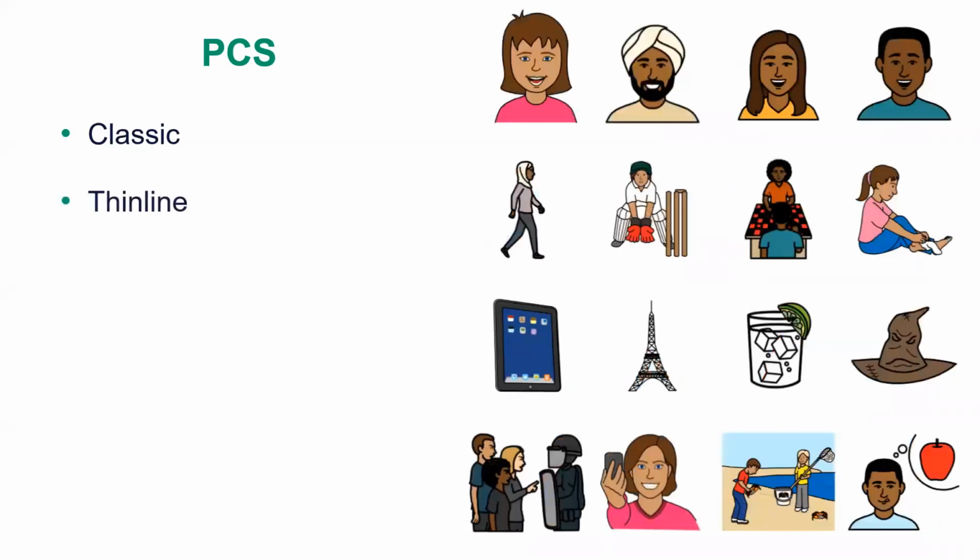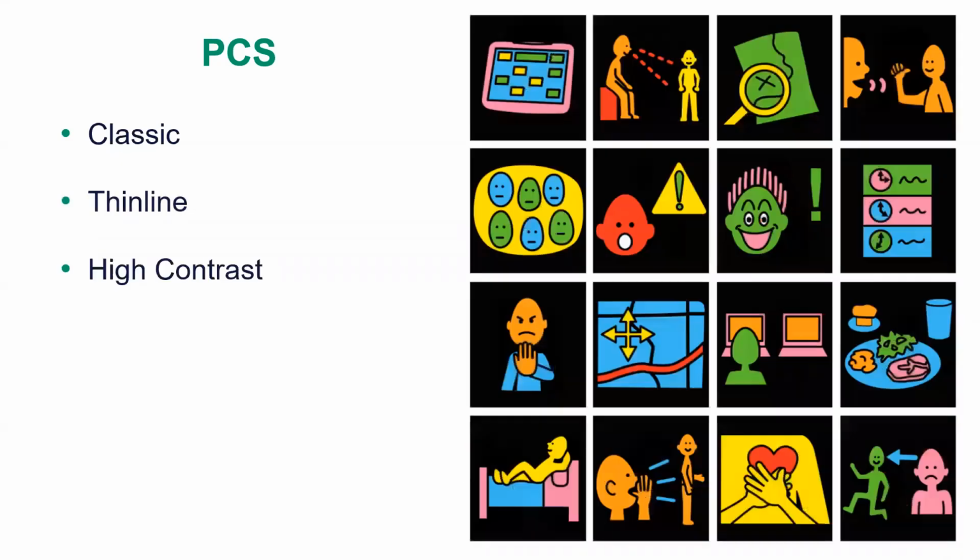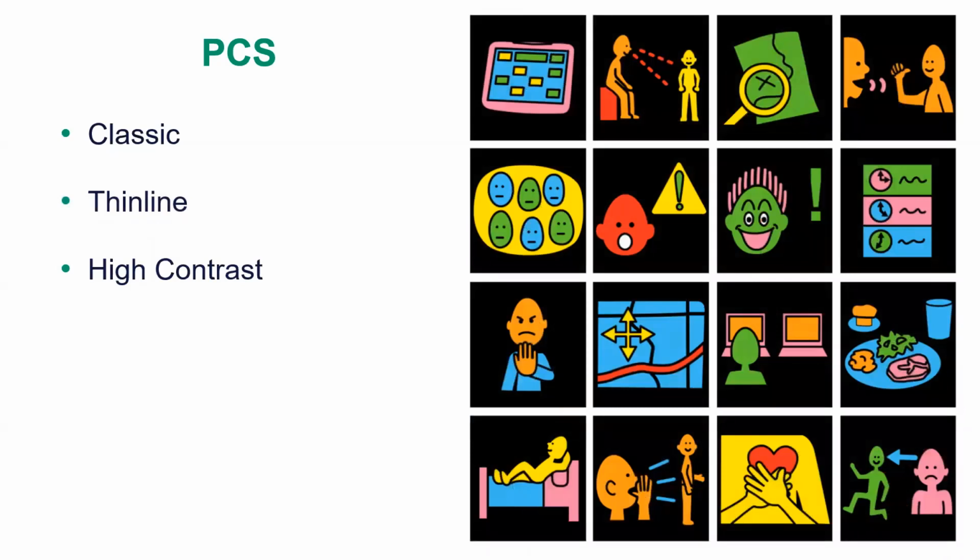figures. We then have these thinner symbols that are a newer set, and they have those thinner lines and more kind of detailed representations. Then we have our high contrast symbols, and these have the bright neon colours and are a simplified kind of version of our classics. And these are set up against a black background and really support those that need more visual clarity.